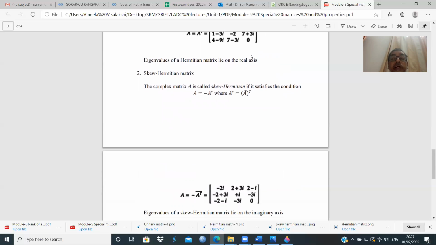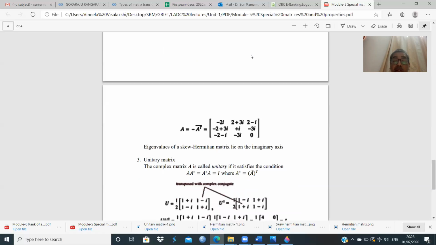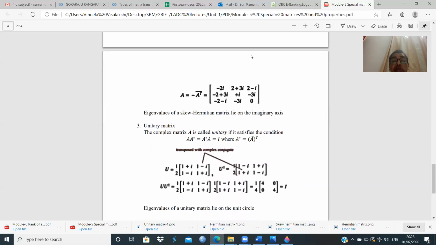Then comes the skew Hermitian matrix, which should satisfy the rule A is equal to minus A star, that is A is equal to minus A conjugate transpose, and this is an example for a skew Hermitian matrix. Observe in a skew Hermitian matrix, the diagonal elements are either 0 or purely imaginary quantities. The eigenvalues of a skew Hermitian matrix lie on the imaginary axis, which means they will be either 0 or purely imaginary numbers. Then comes the unitary matrix.